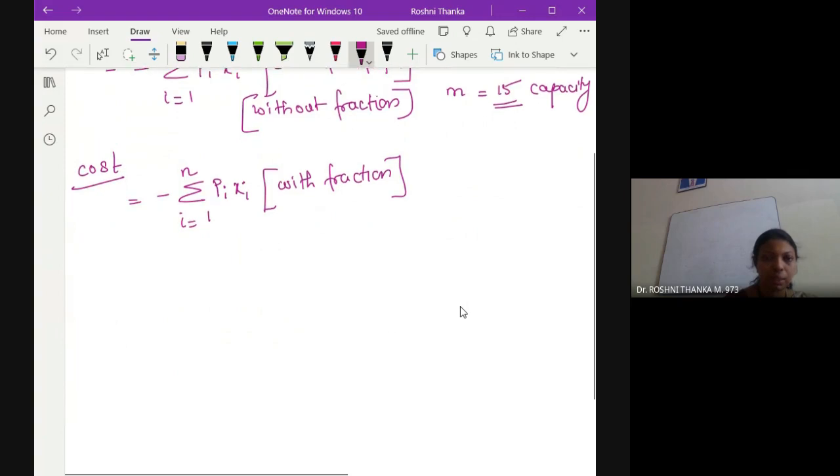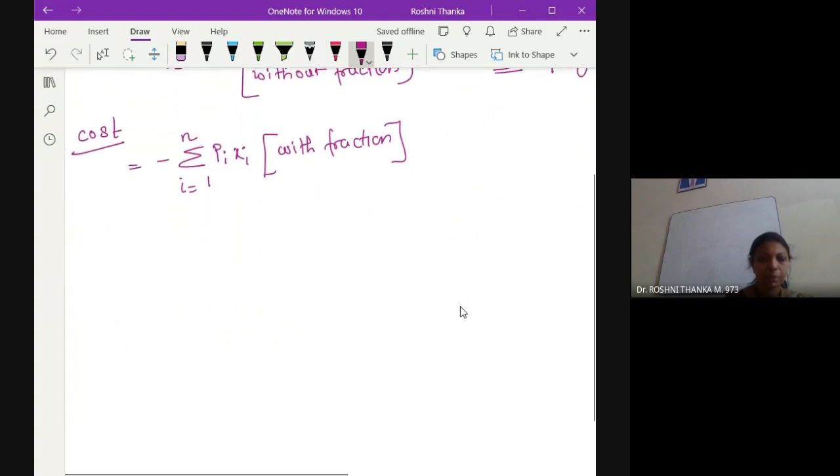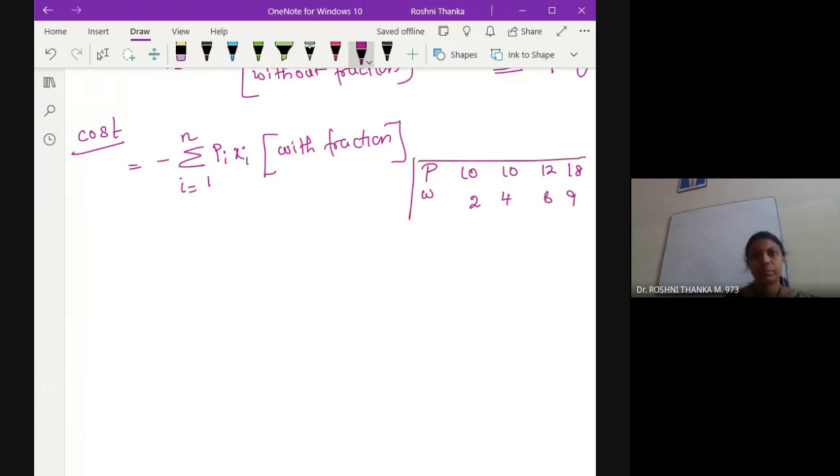Let's start working on it. Okay, so to remember the profit and the weight, let me write it once again: the profit is 10, 10, 12, and 18, and then the weight is 2, 4, 6, and 9. Okay, so we are going to draw a state space tree.